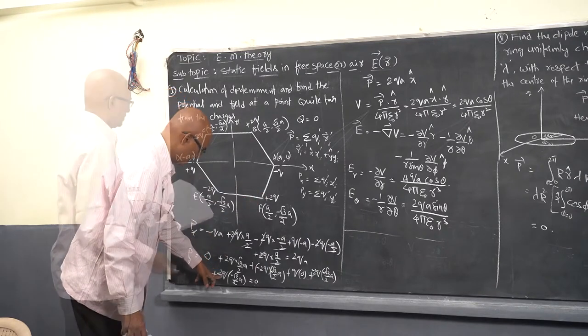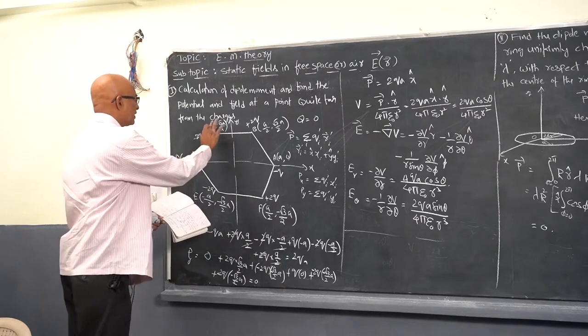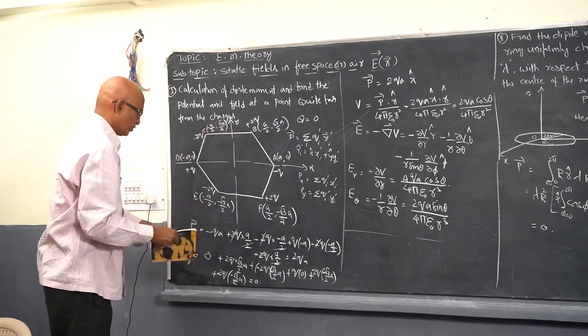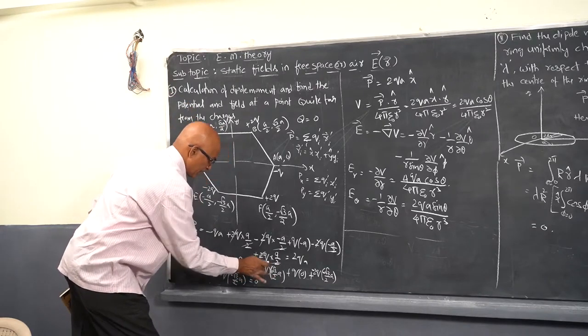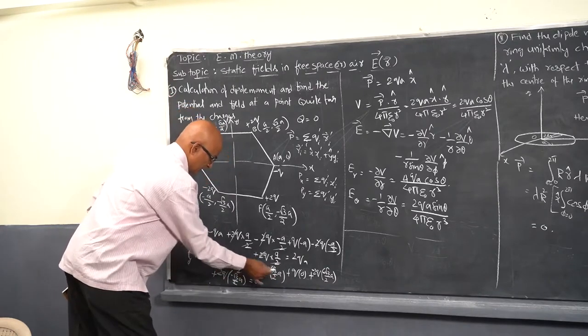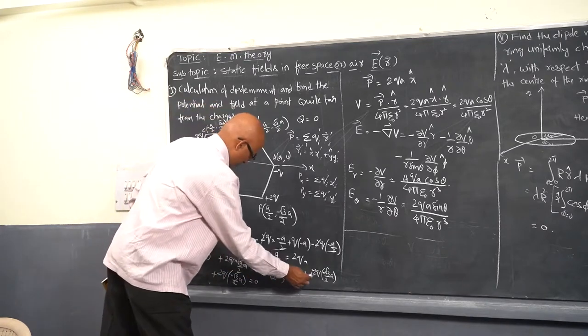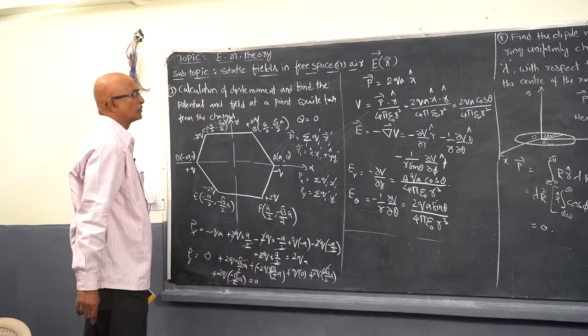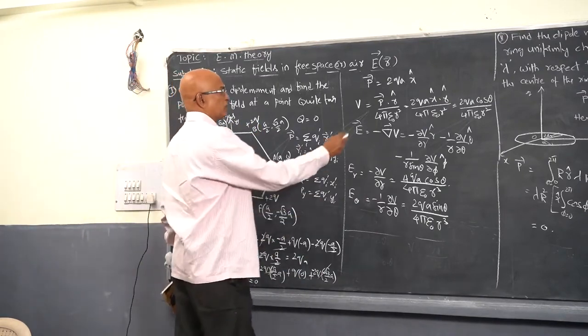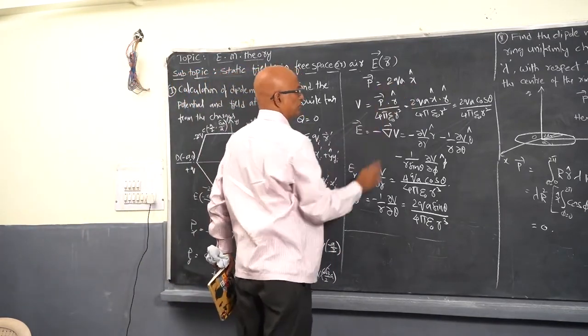This minus a by 2, here minus root 3 by 2. Okay, so minus 2Q into root 3 by 2a, so this will get cancelled. Okay, then this and this will get cancelled. Okay, so total it is 0. Therefore, P has only x component, 2QA into x cap.